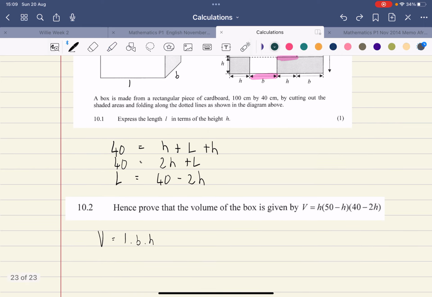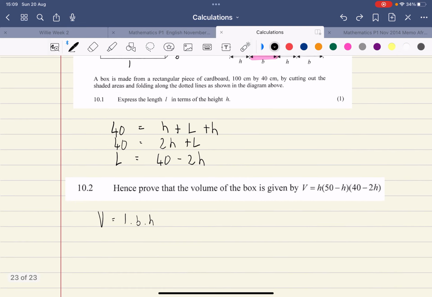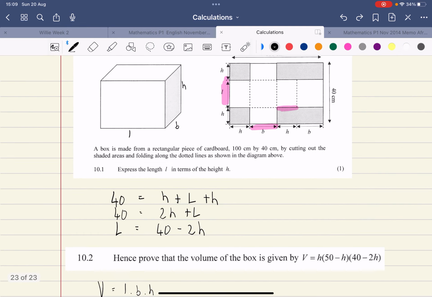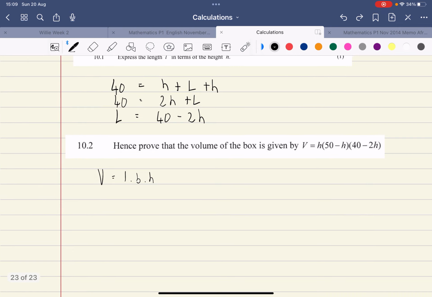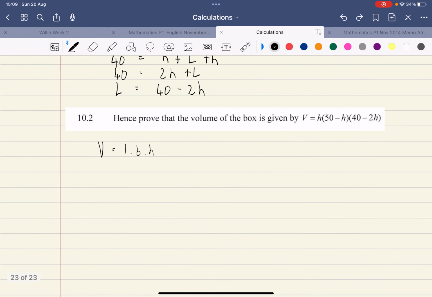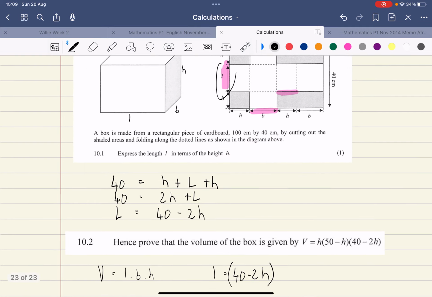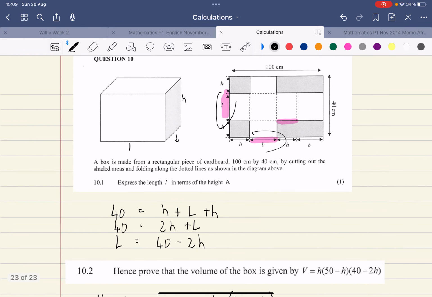So how we're going to go about this is we want an expression for L in terms of H. Well, you'll notice we just did that in the previous question. So that's fantastic. And we'll call that our length. So L will be 40 minus 2H. Now, what's our breadth? Well, our breadth has been conveniently denoted by B anyway, so that's very handy.